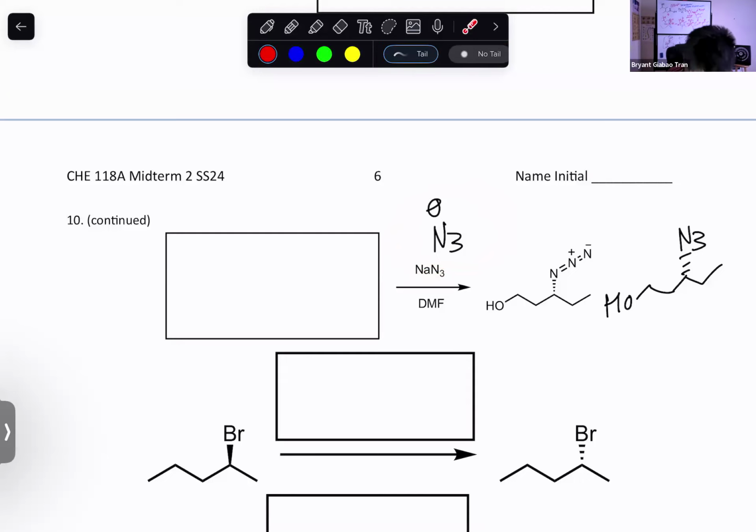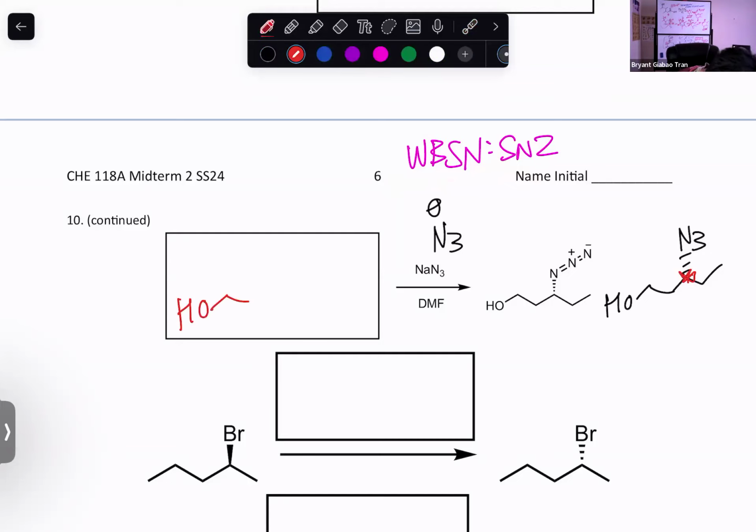SN2 reaction, right? Because this N3 minus is a weak base, strong nucleophile, which is a strong indicator for SN2 reaction. And we said earlier that SN2 reaction does a backside attack, an inversion of stereochemistry. So we see that this was the carbon that got attacked. So we can say that it came from this carbon here that was a wedge to some kind of good leaving group. And you get to choose the good leaving group here.